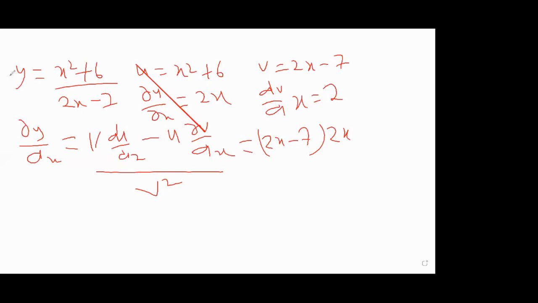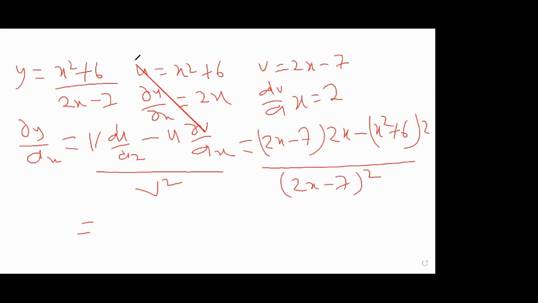And we have minus u. Some of you are making noise. We have minus u. Minus u is what? s squared plus 6. And we have the dv/dx is 2, all over 2x minus 7 all squared.